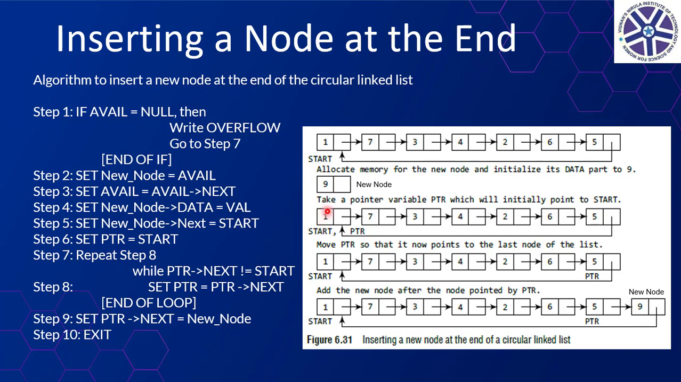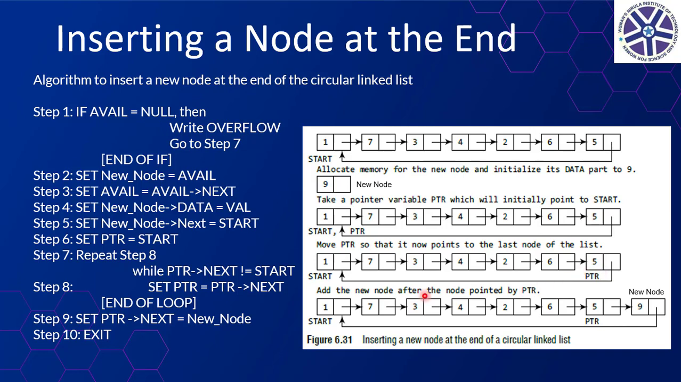Now you have a new node, and the new node's next field should be what? Start. So new node to next is equal to start. So now these two are linked, and now these two have to be linked. How can this be linked? This node has to be addressed.